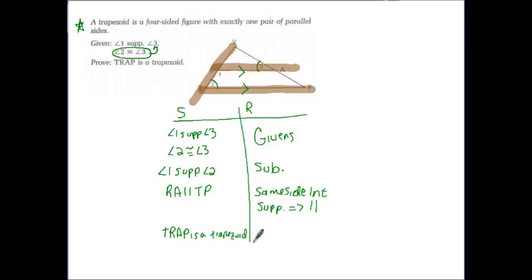And my reason is if one pair of lines of a four-sided figure are parallel, then I have a trapezoid. Hopefully we got that.